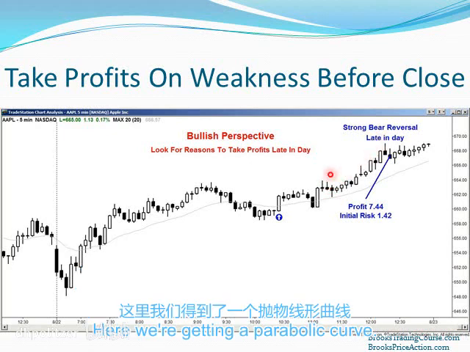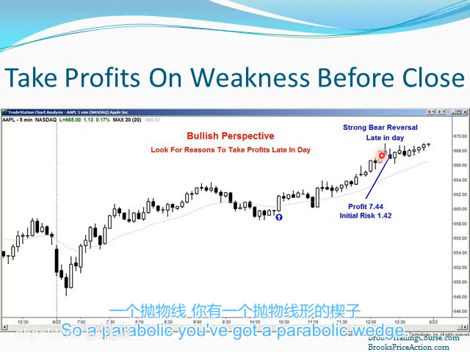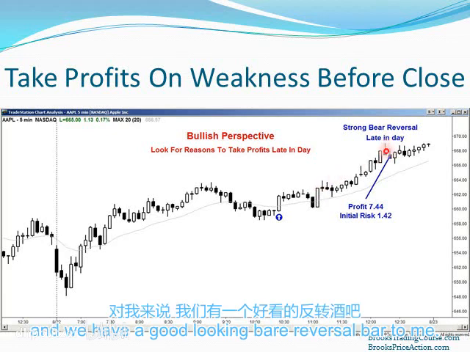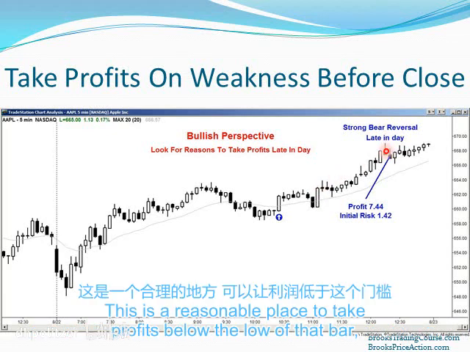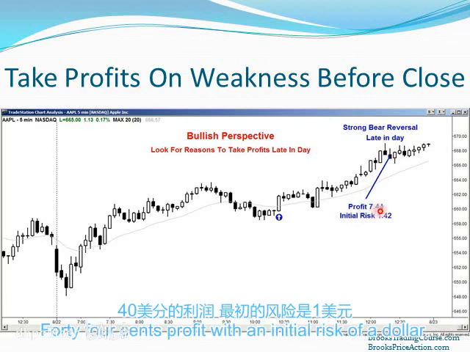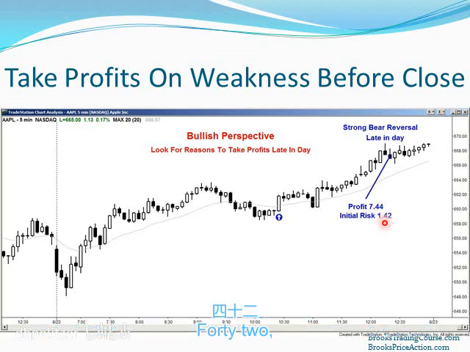Here we're getting a parabolic curve, so you can call it a parabolic wedge. We have a spike and 3 pushes up, 1, 2, 3, and we have a good-looking bear reversal bar. To me, this is a reasonable place to take profits below the low of that bar. And if you did, you'd have $7.44 profit with an initial risk of $1.42, and that is an excellent trade.